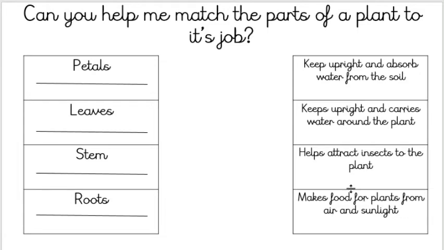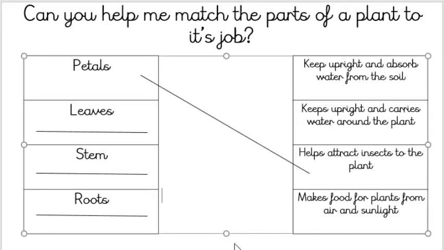So let's start with the easiest one. Now I think let's go for this one. Helps attract insects to the plant. Now something that helps attract would be nice to look at. So it would maybe be nice and colourful. What part of the plant is nice and colourful? The petals, the leaves, the stem, or the roots? Yes, the petals. So we're going to draw our line all the way from the petals to there. So we know that one now.